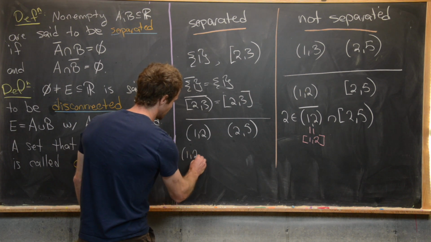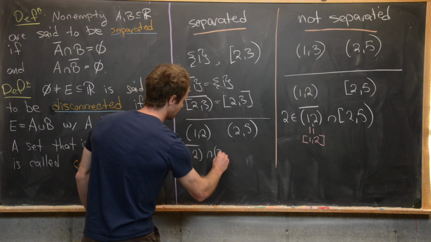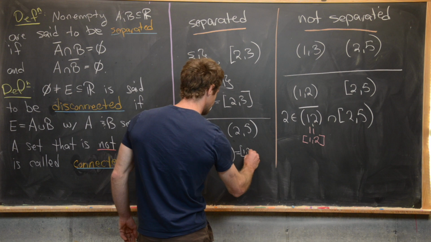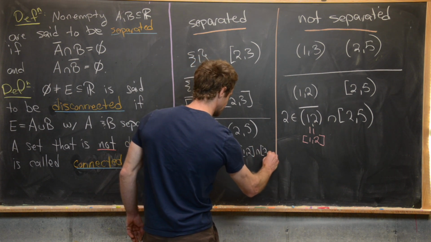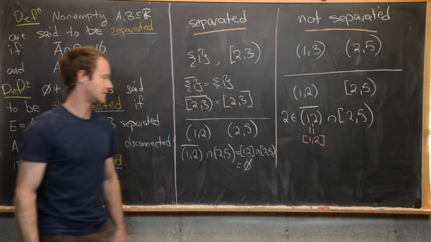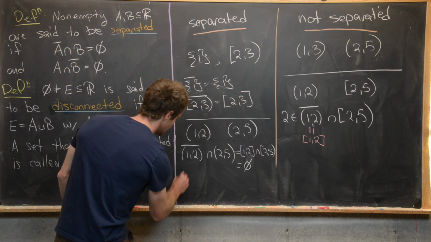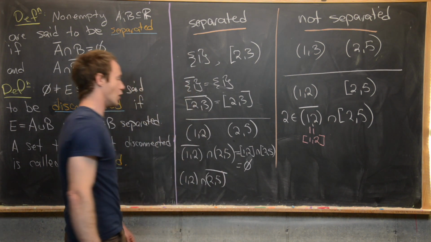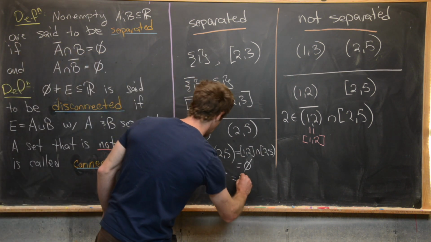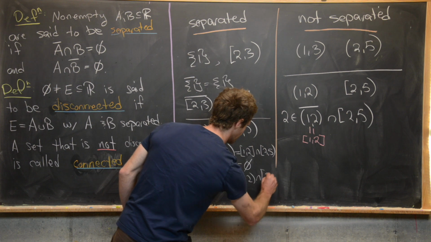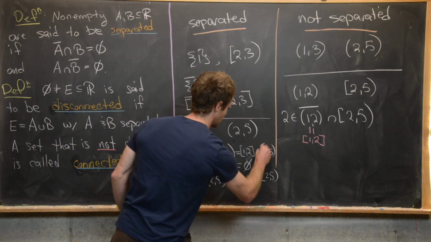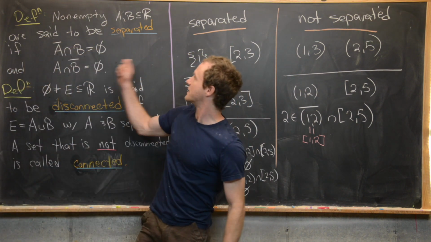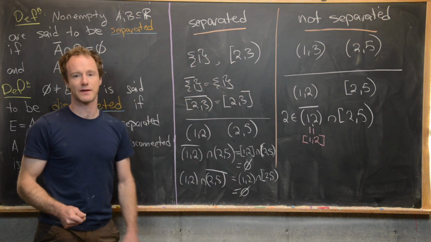So let's write that down. Notice the closure of (1, 2) intersected with the open interval (2, 5) is the same thing as the closed interval [1, 2] intersected with the open interval (2, 5), and that's the empty set. Then we can similarly check the other way. The open interval (1, 2) intersected with the closure of the open interval (2, 5) is the open interval (1, 2) intersected with the closed interval [2, 5], but that is the empty set again. So either way, we satisfy this rule. In other words, these two are separated sets.